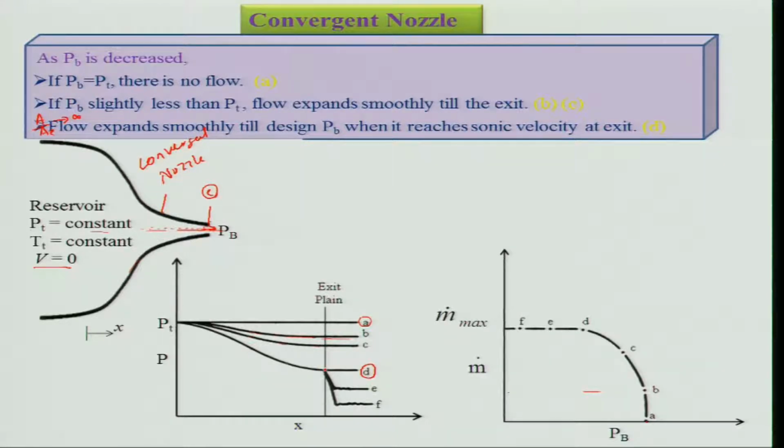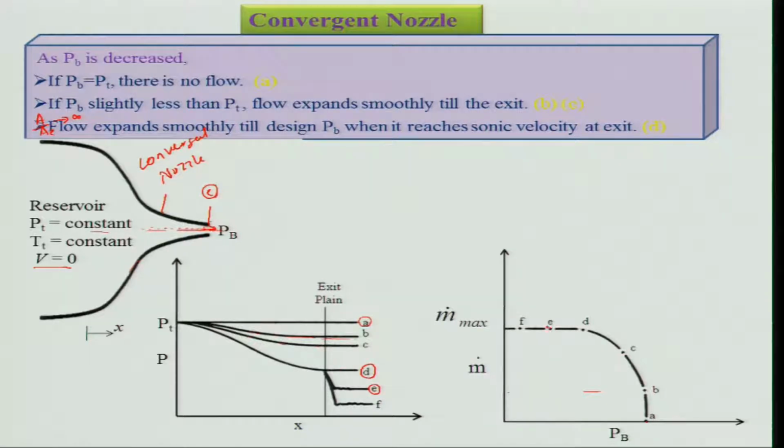Now, if I come to a point D, it gives me a certain amount of velocity, a certain amount of mass flow rate, and for which of course this nozzle is being designed. You can call it P_b equal to the design pressure. But if I decrease this pressure further, let us say at the point E, what happens?